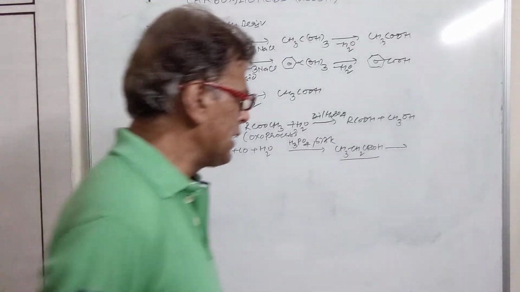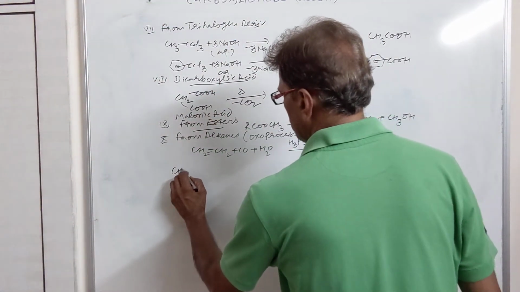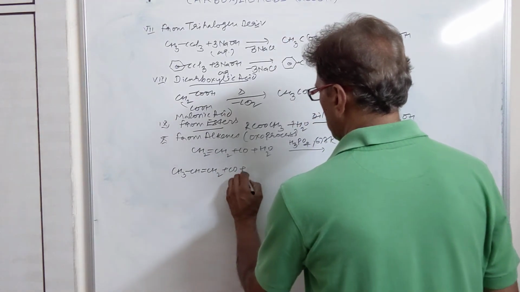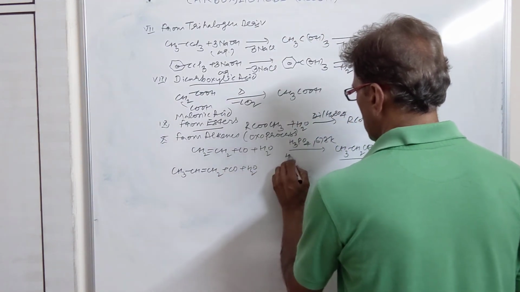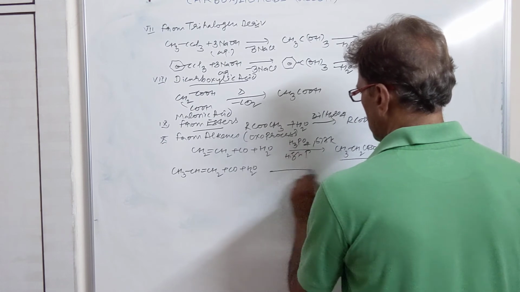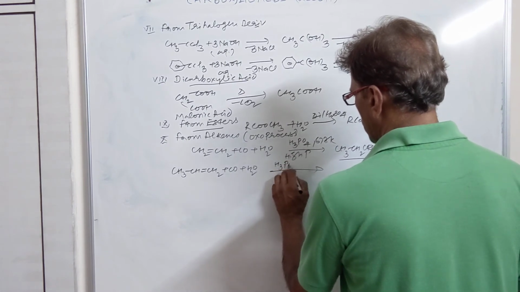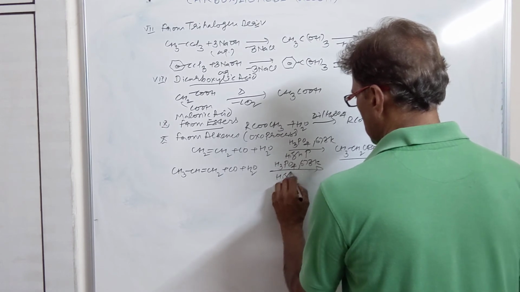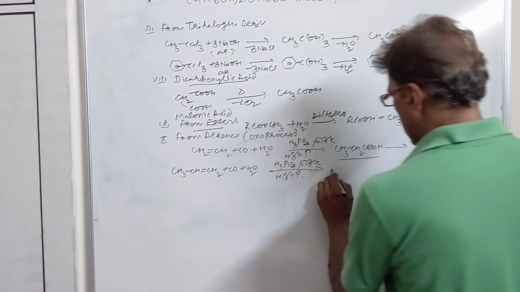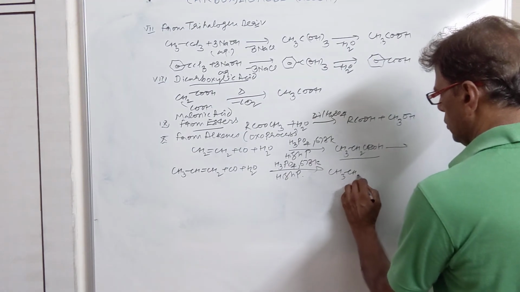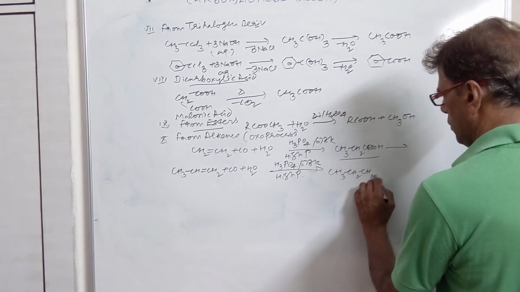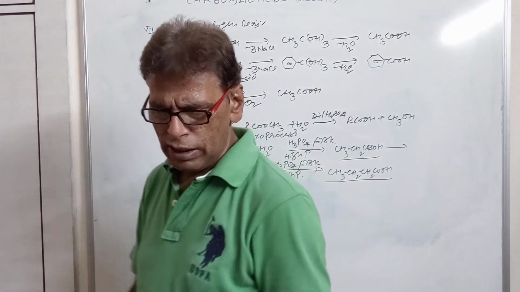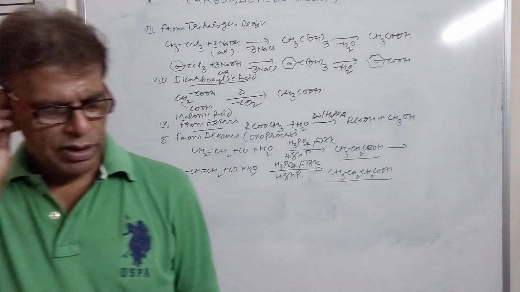And then we have propene. When propene is treated with carbon monoxide and water under high pressure, H3PO4, 673 Kelvin, we get CH3CH2CH2COOH. This is butyric acid. So these are the methods of preparing carboxylic acid.